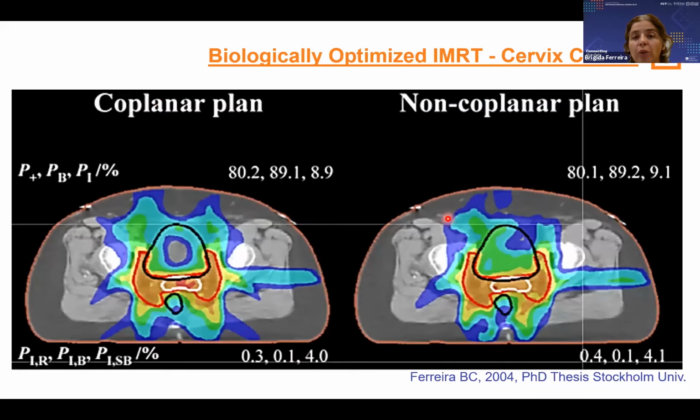Also in this study, we were trying to evaluate the benefit of non-coplanar beams. And what you see also by the P+ value is that clinically these two plans are not considerably different, so there is not really a good reason to justify a more complex treatment technique.